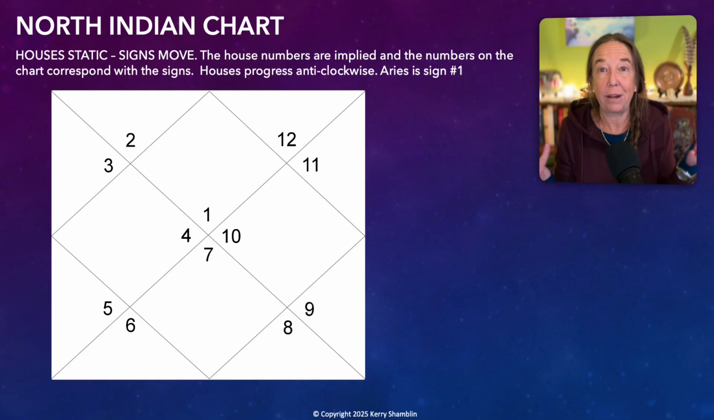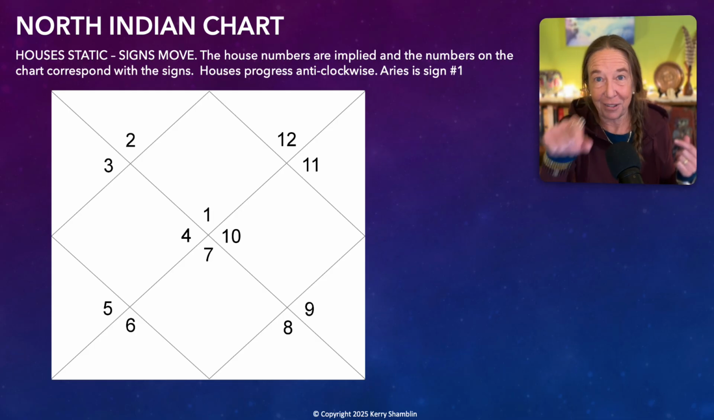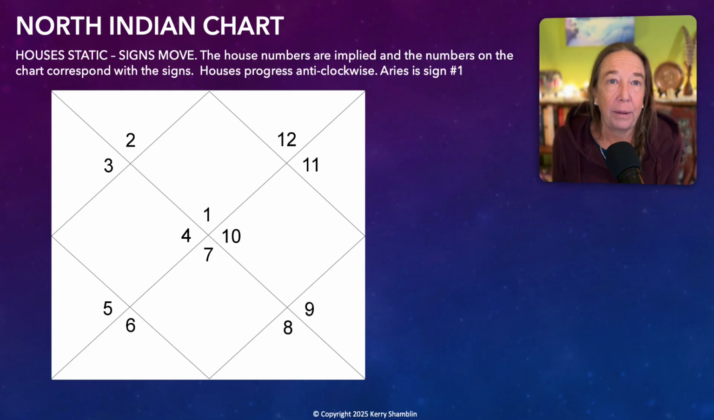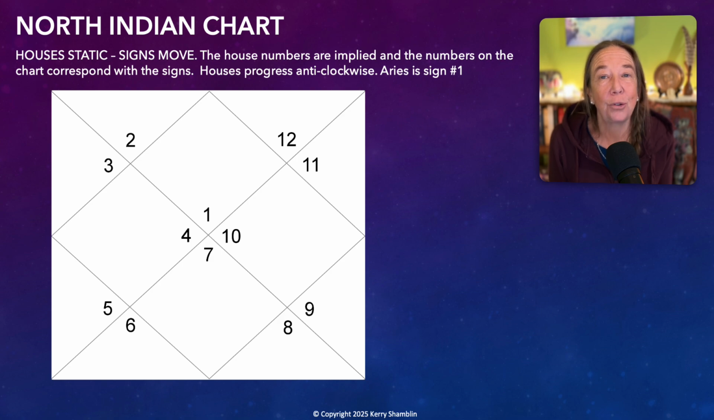Just like right here with me right now. 10th house is always there. 4th house is always there. First house is always there. Okay, so it's static. The house numbers are implied. So when you see a North Indian chart and there are little numbers in there, they aren't telling you the house number. They're telling you what sign is occupying that house. I have written the numbers in there for you just because we're learning.